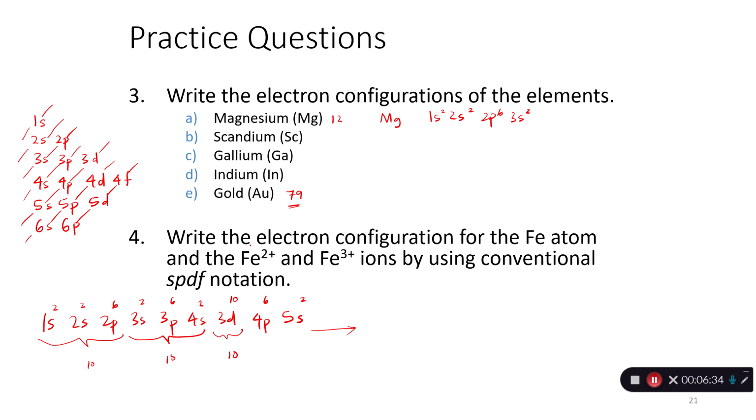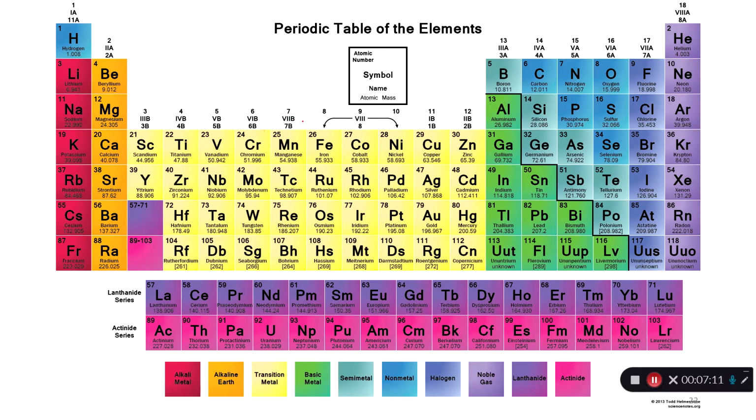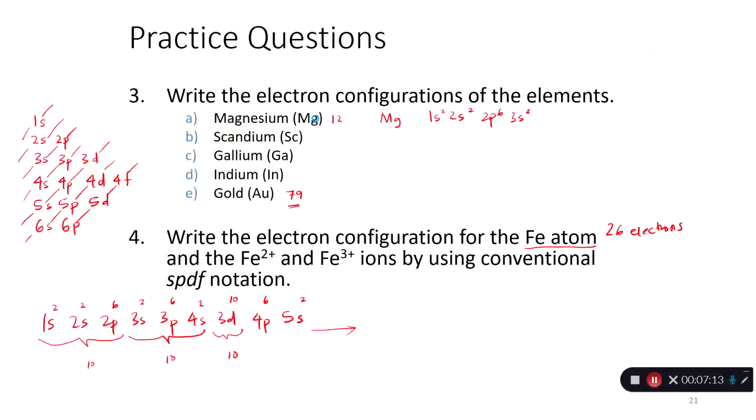Now for number 4, write the configuration for the iron atom and the ions, the Fe2+ and Fe3+ ions, by using conventional spdf notation. To figure out the 2+ and 3+ ions more easily, we need to first do the atom. Fe atom is neutral, it's not charged, therefore it has 26 electrons. You can refer to this periodic table. 26 for the neutral atom.